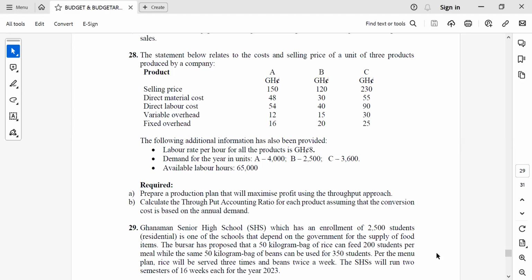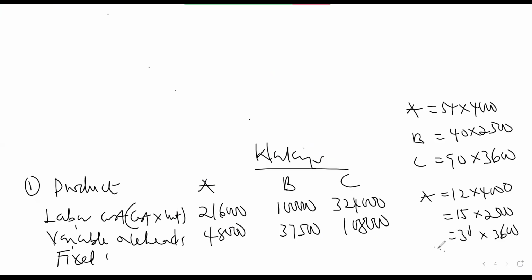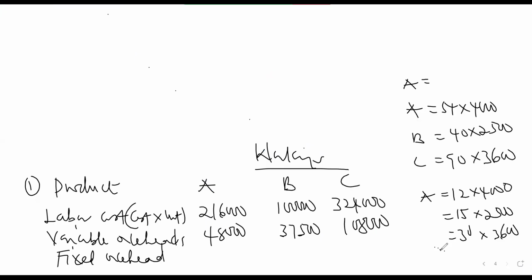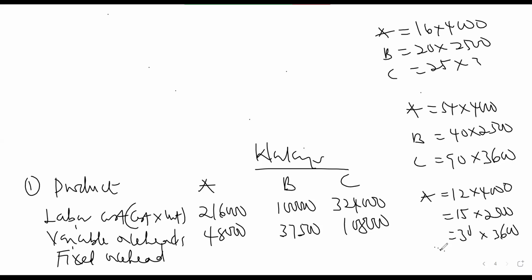The fixed overhead. Okay. So we have the fixed overhead. What is the cost per unit for each of them? 16, 20, 25. So A will give us 16 times 4,000. Then B will give us 20 times 2,500. Then C will give us 25 multiplied by 3,600. Okay, let me go and confirm that.